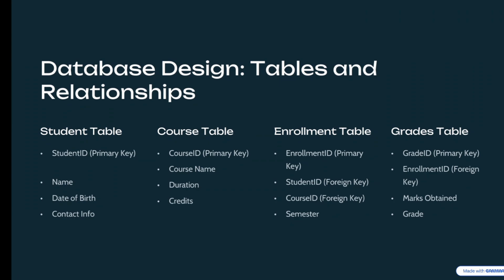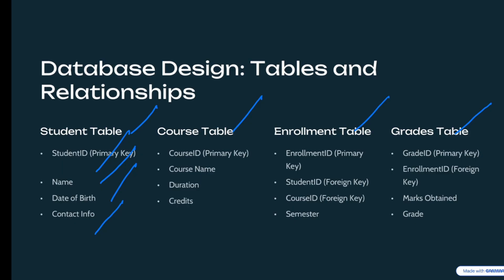We are going to see database design, tables and relationships. Student table, course table, enrollment table, grades. The student table stores personal information of the student like student ID, name, date of birth and contact information, and it comes under the primary key. What is a primary key? A primary key is a unique ID for each record, like the student USN.